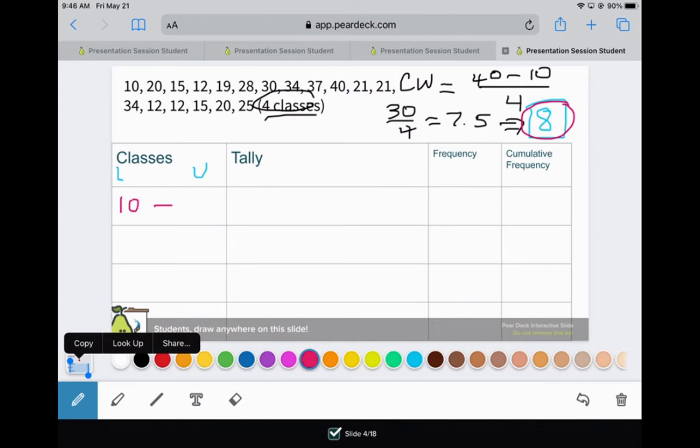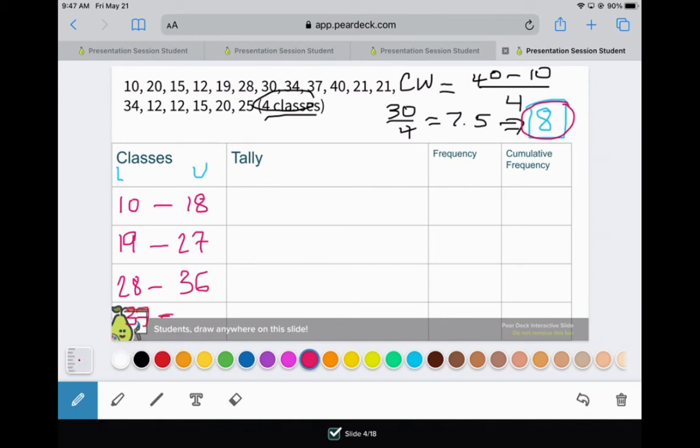So I have that 8, and adding 8 gives me 18. That will be my first class. Then I do the same. The next lower limit is always one more, so that's 19. I continue to add 8, because the difference between the lower limit and the upper limit is always 8 in this case. So this will be 27. 28 plus 8 is 36. 37 plus 8 will be 45.